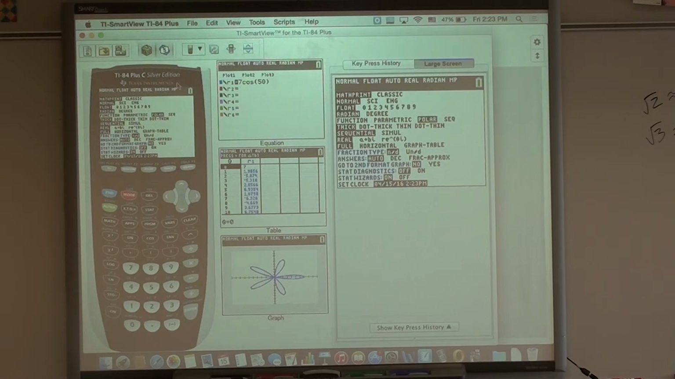All right, so we're in polar, we're in radians. Everyone got that?